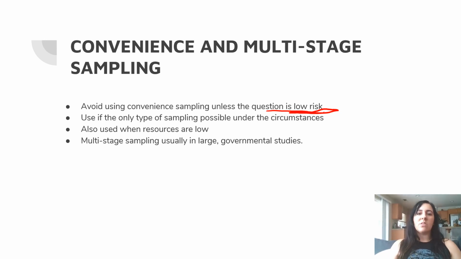Also use it if it's the only type of sampling possible under the circumstances, because no matter what, convenient sampling is never going to be that reliable. It's not the best type of sampling to use. So you should really only be using convenient sampling when you need it to be that convenient. When you don't have any other resources and you just have to do what's convenient, then that's fine. You have to do what you have to do. But you want to stay away from that, especially if it is not a low risk question.